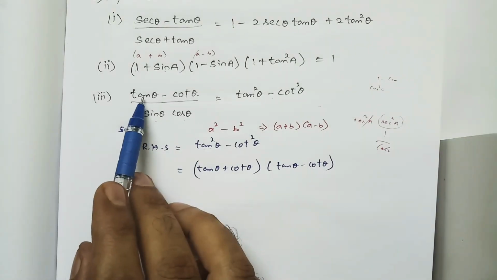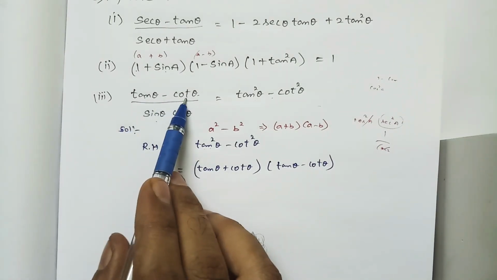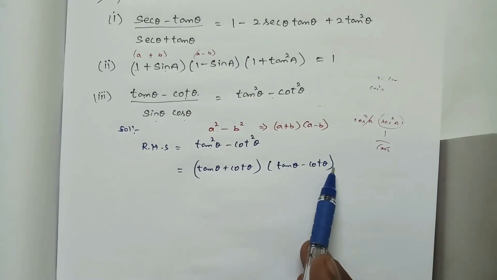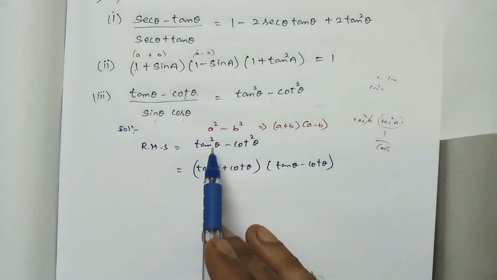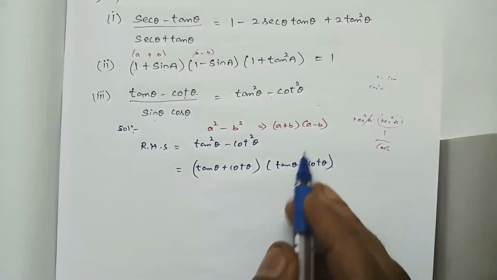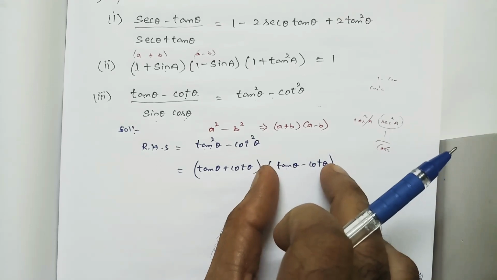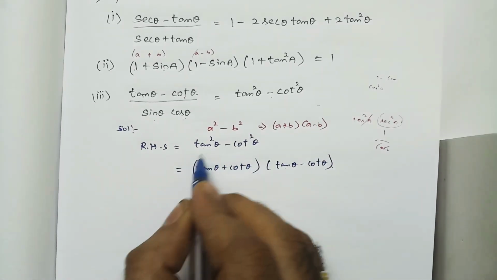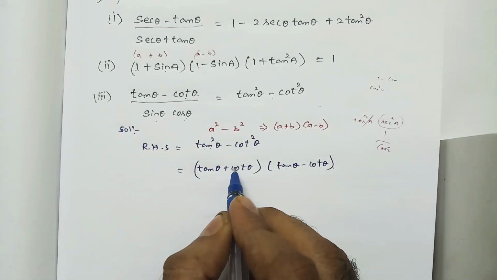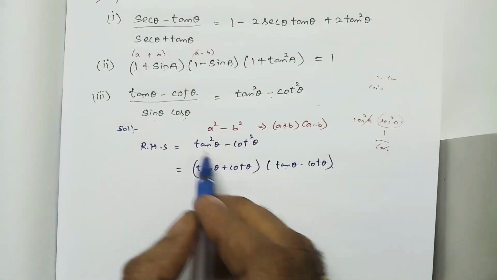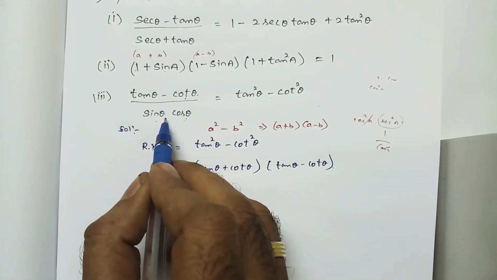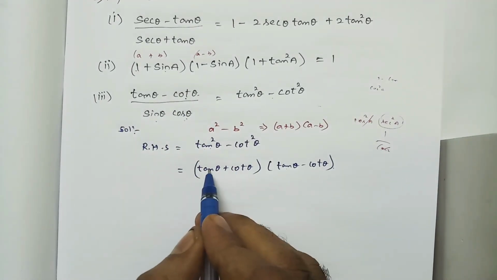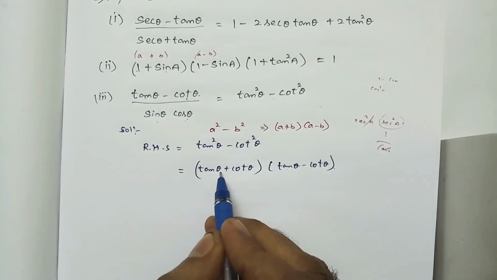Here the numerator has tan theta minus cot theta, and here also tan theta minus cot theta is there, but the extra tan theta plus cot theta and sin theta cos theta is missing. So you can keep tan theta minus cot theta as it is, and only simplify tan theta plus cot theta alone. Why? Because this is extra. We still need 1 by sin theta cos theta.